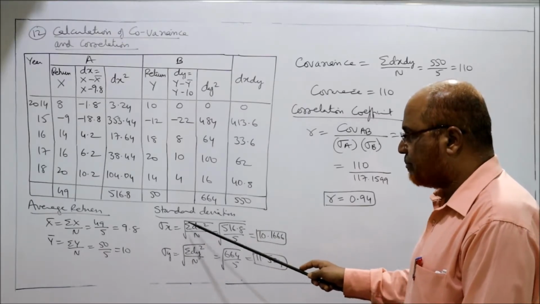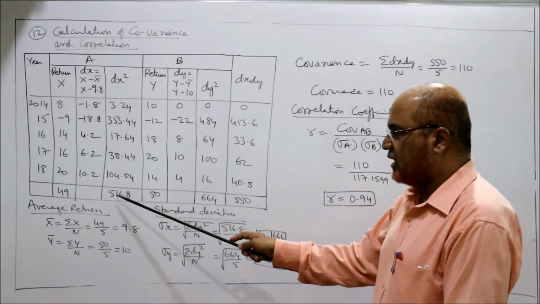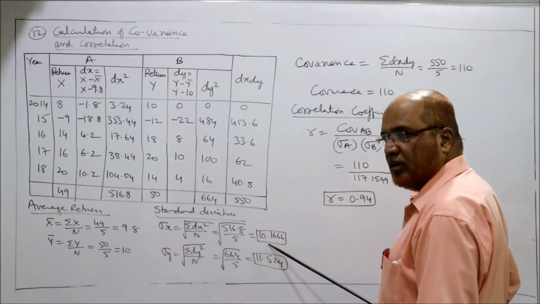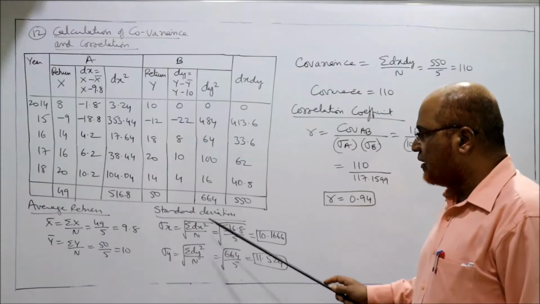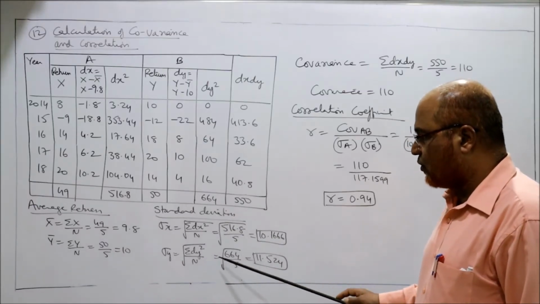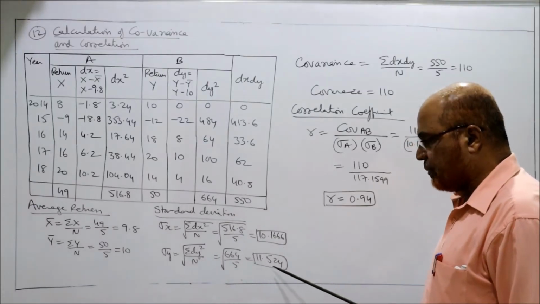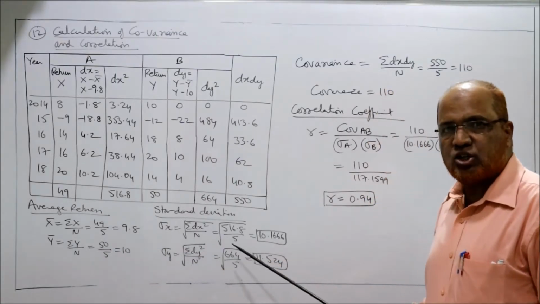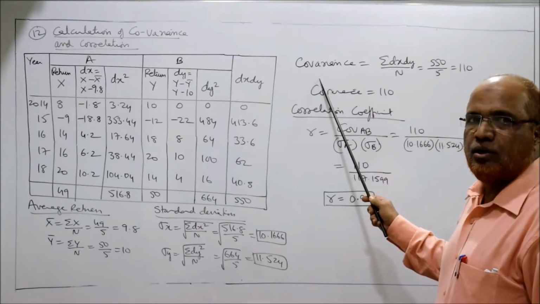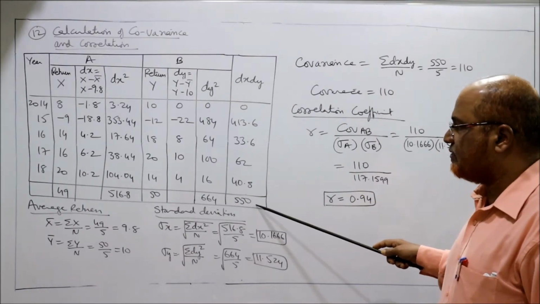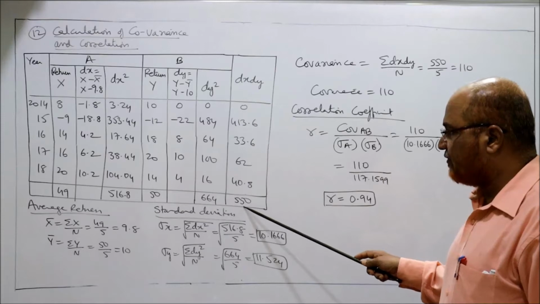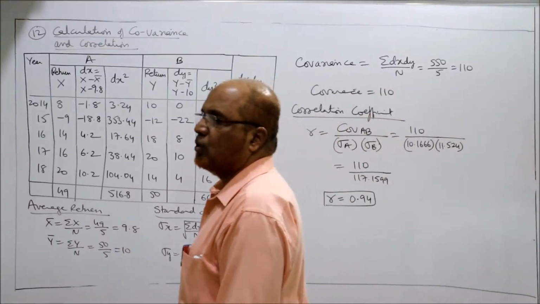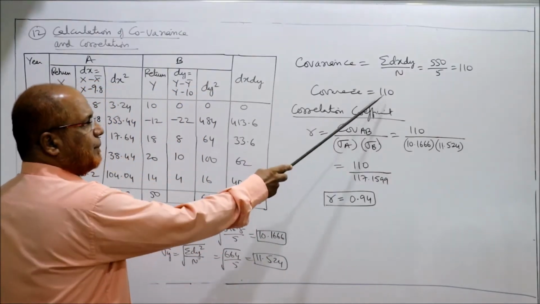Standard deviation formula: summation dx square by n. dx square is 516.8 by 5, under root, 10.1666. dy square by n, 664 by 5, under root, 11.524. So we got average return, we got standard deviation. Now we calculate the covariance. Covariance का formula is summation dx dy by n. dx dy 550 है, तो 550 by 5 is 110. So we got covariance as 110.